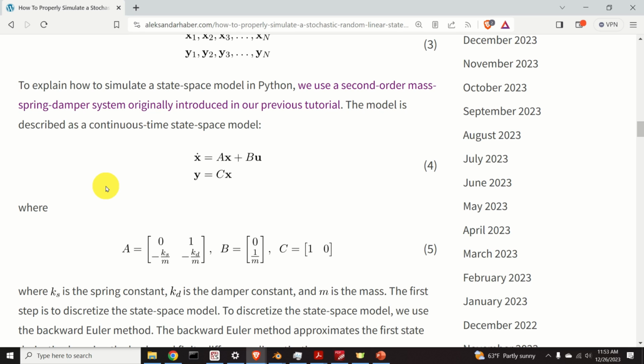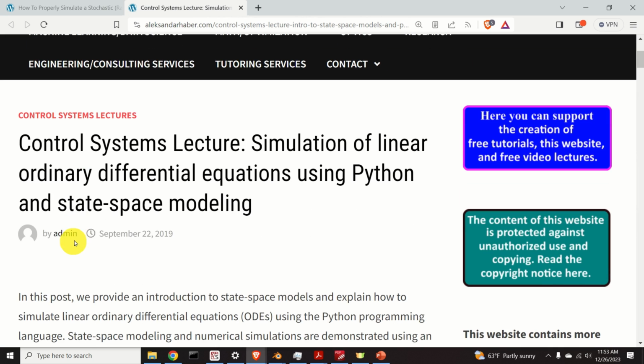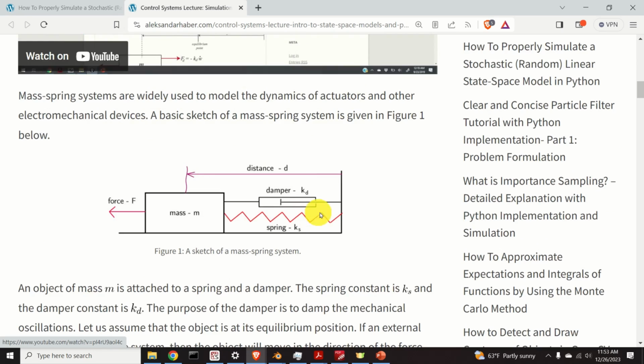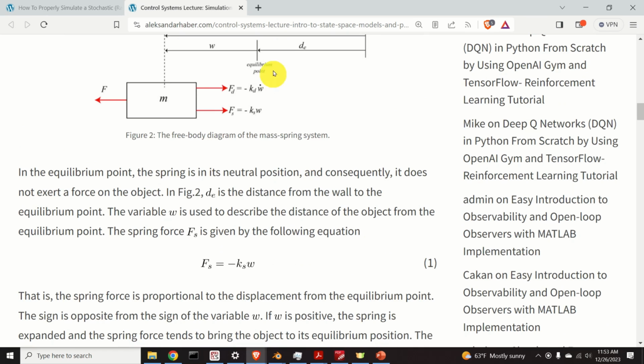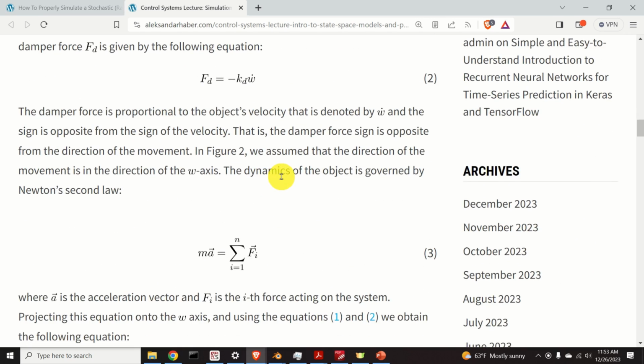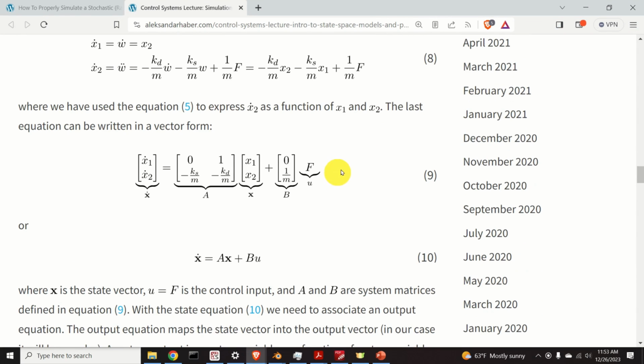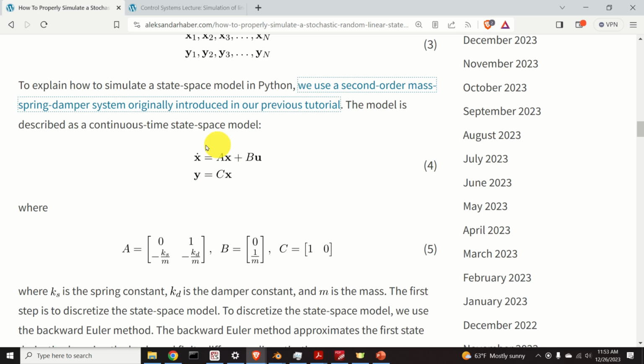As a test case, we use a second-order mass spring damper system originally introduced in our previous tutorial. A link to our previous tutorial explaining the mass spring damper system will be given in the description below this video tutorial. Here is the mass spring system. And here is the procedure for deriving the state space model. We use Newton's second law, and finally, after several derivations, we obtain this state space model. Here again is the summarized state space model. The A matrix is given over here, the B matrix is given over here, and the C matrix is given over here. In this state space description, Ks is the spring constant, Kd is the damping constant, and m is the mass. The C matrix and its structure tell us that we only measure the position of the mass. The first state of the mass spring damper system is the position, and the second state is the velocity.